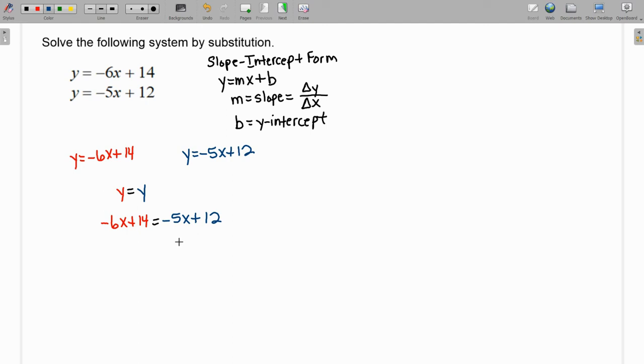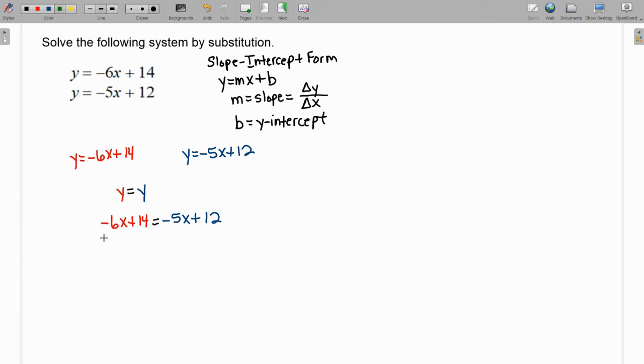Now, what I want to do is combine my variable terms on one side of my equals, and put the constant terms, which are just these numbers, 14 and 12, together on the other side, opposite of wherever I choose to place my variable term. So the first thing I want to work with is the variable term. So I have negative 6x, negative 5x. If they're on opposite sides, I always want to move the term that is the smaller of those two. In this one, negative 6x is definitely smaller than negative 5x, so I want to move that. I want to get rid of it.